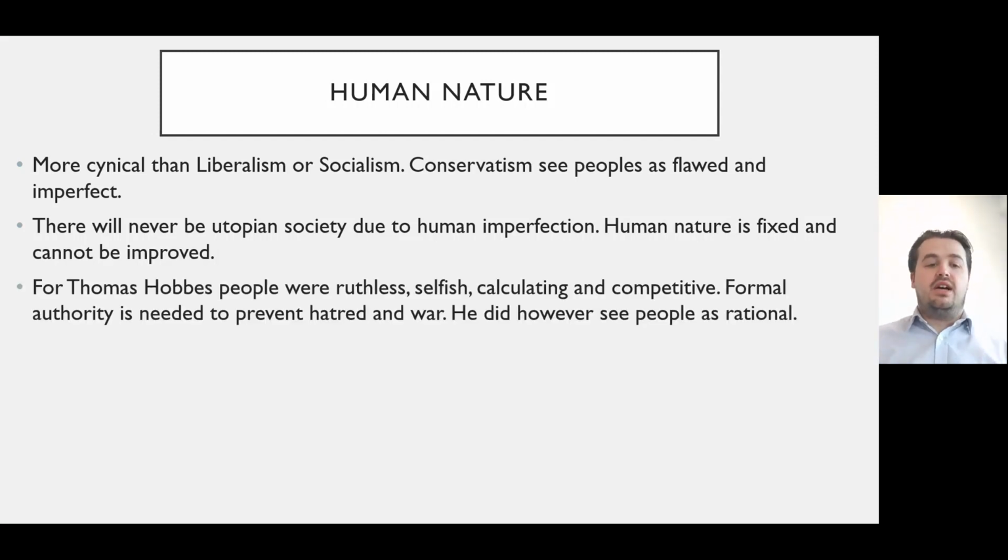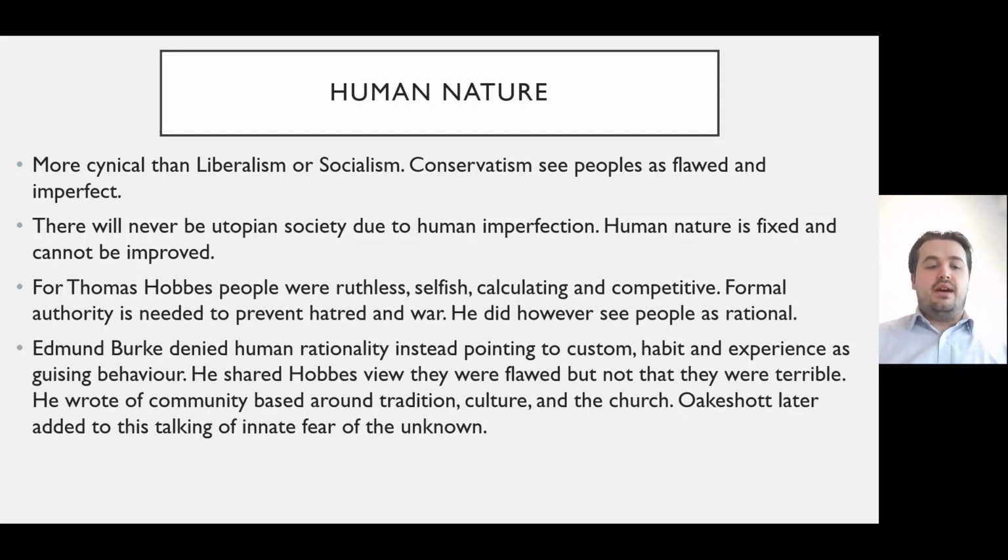You can't change it. So, for example, for people like Thomas Hobbes, people were ruthless, selfish, calculating, and competitive. So formal authority was then needed to prevent hatred and war that might exist within society because of that imperfection. However, he did see people to an extent as rational, but their selfishness is going to overpower that. In addition, Edmund Burke denied human rationality, instead pointing to what people actually place their faith in, which was custom, habit, and experience, as well as guiding behavior.